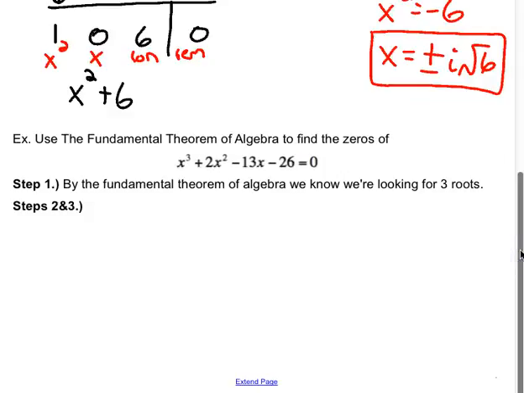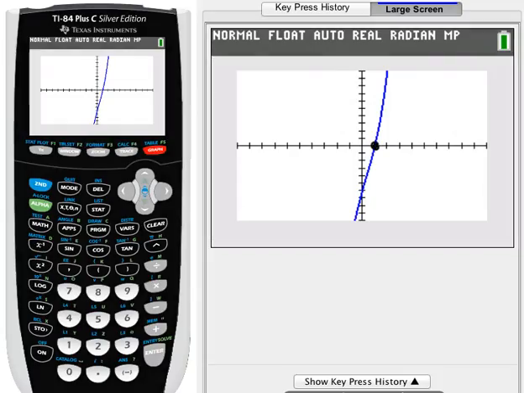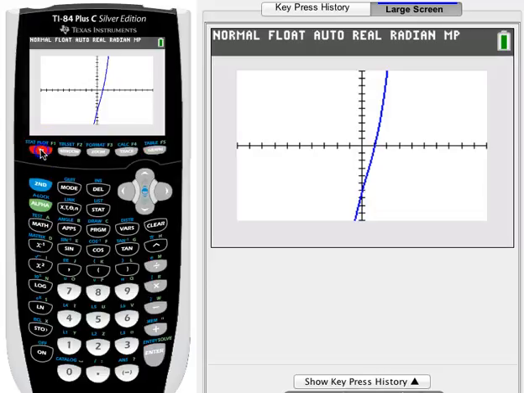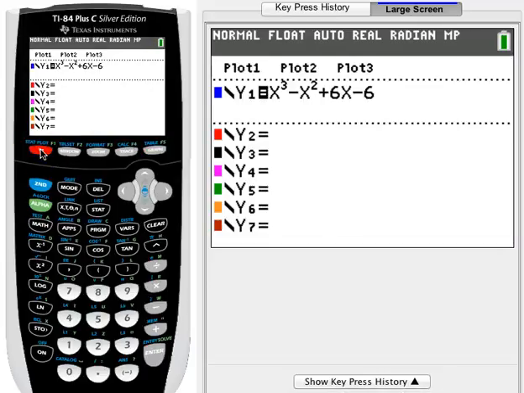So let's do another one, okay? So this is another cubic. So I know I'm looking for 3 solutions ultimately. And to begin this process, okay, I'm just going to type it into the calculator. I need one solution to get me started. So I go back into y equals, and now I'm going to put in my new function, x to the third plus 2x squared minus 13x minus 26.